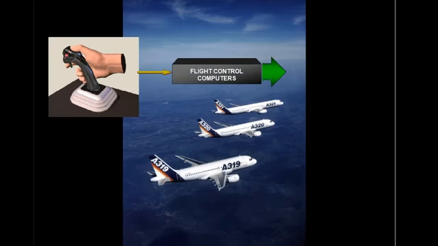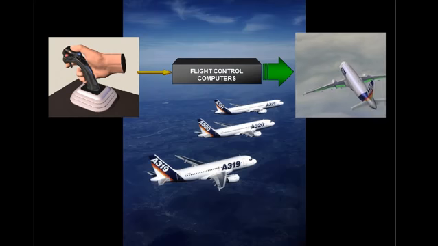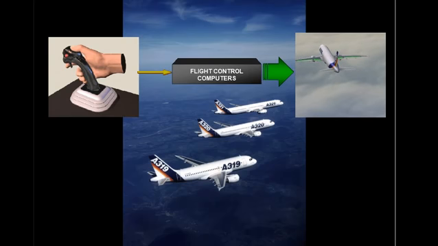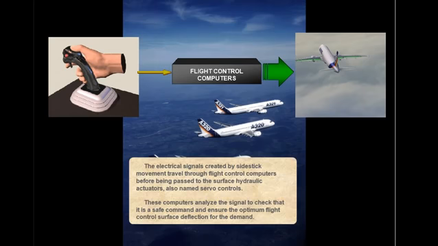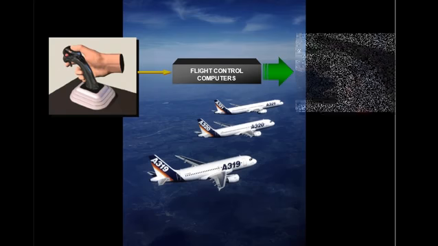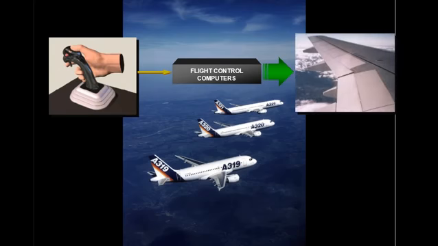The electrical signals created by side-stick movement travel through flight control computers before being passed to the surface hydraulic actuators, also named servo controls. These computers analyze the signal to check that it is a safe command and ensure the optimum flight control surface deflection for the demand. This has advantages over conventional systems. It makes the aircraft extremely stable, enhances safety, reduces the workload of the pilot.